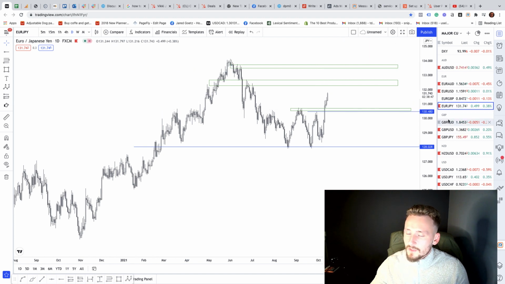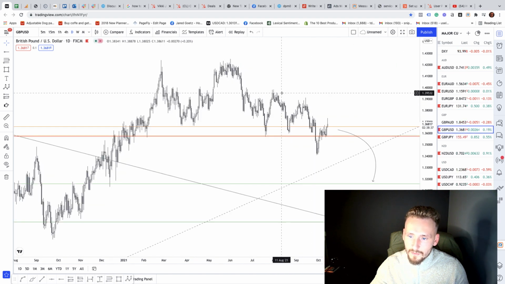So Euro JPY, that's what we're looking at. I might get a little pullback and then a continuation back up to these highs. We could go down to the 4 hour and the 1 hour for that to get a better entry and a better risk to reward. So GBP USD.